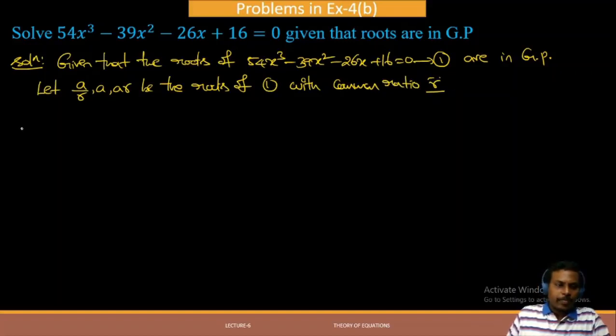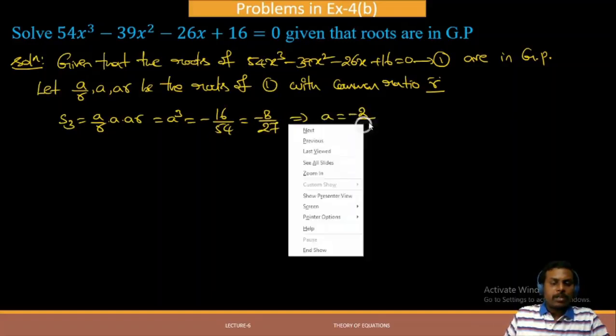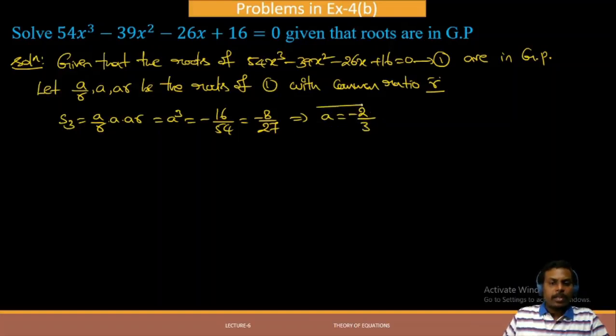Okay, now in the case when the roots are in arithmetic progression, we have considered the sum of the roots. In the case of geometric progression, we are going to consider the product of the roots. So if I take the product of the roots, what am I going to get? That is equal to a cube. So a cube is equal to what? Minus 16 divided by 54 that is equal to minus 8 divided by 27, which implies a is equal to minus 2 divided by 3.